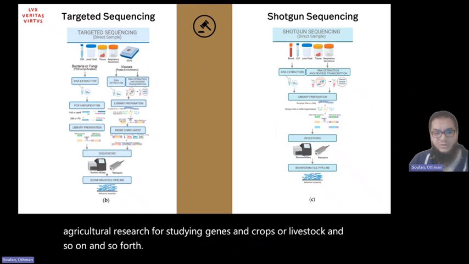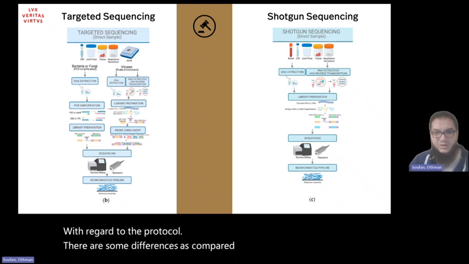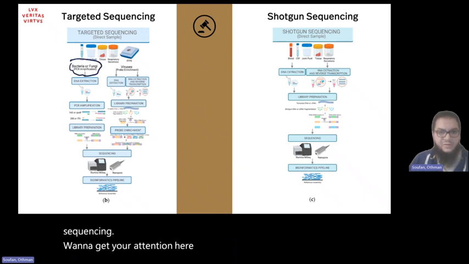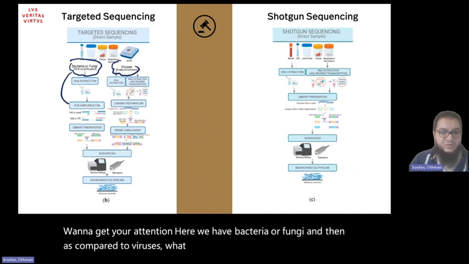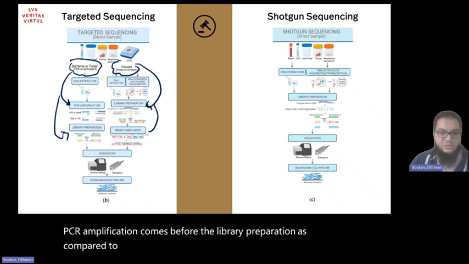With regard to the protocol, there are some differences as compared to the shotgun sequencing. I want to get your attention here. We have bacteria or fungi, and then as compared to viruses, what happens here? In the first one, the PCR amplification comes before the library preparation, as compared to library preparation, which comes before the probe enrichment.